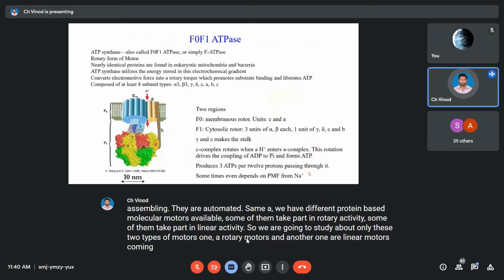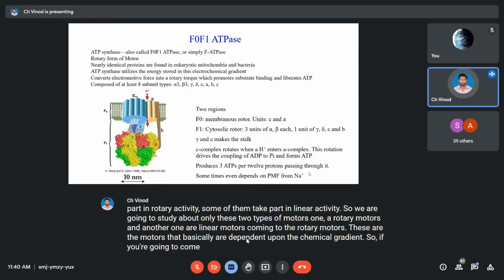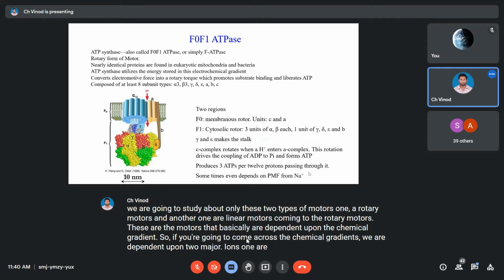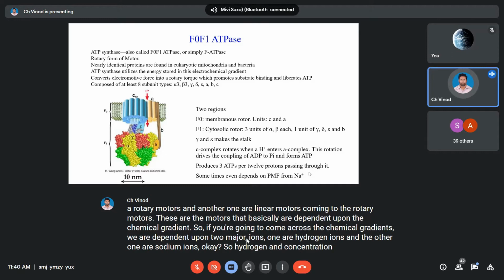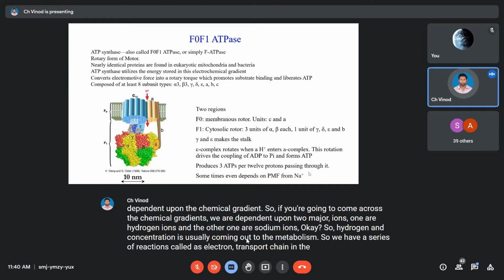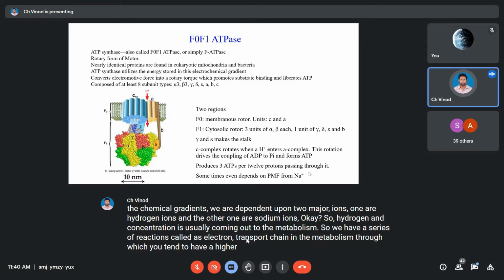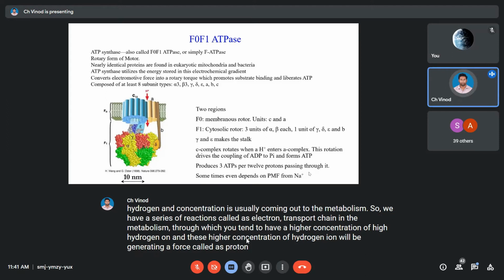Coming to the rotary motors, these are the motors that basically are dependent upon the chemical gradient. So if you're going to come across the chemical gradients, we are dependent upon 2 major ions. One are hydrogen ions and the other one are sodium ions. Okay, so hydrogen ion concentration is usually coming out through the metabolism. So we have a series of reactions called the electron transport chain in the metabolism, through which you tend to have a higher concentration of hydrogen ion. And this higher concentration of hydrogen ion will be generating a force called the proton motive force, PMF.